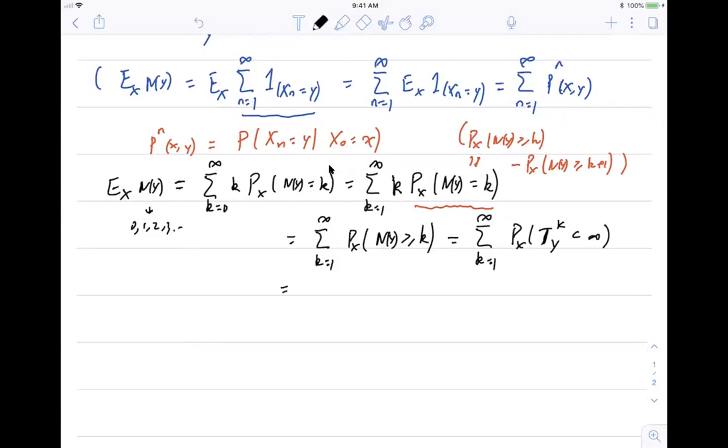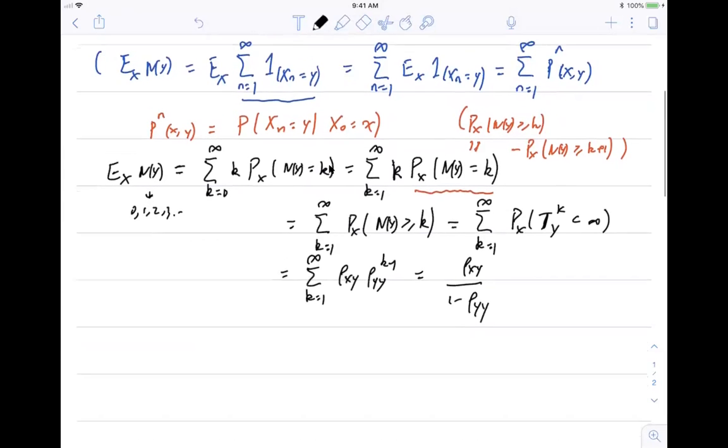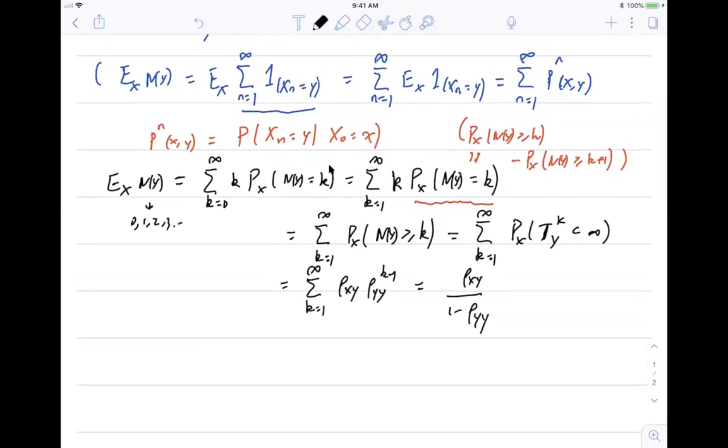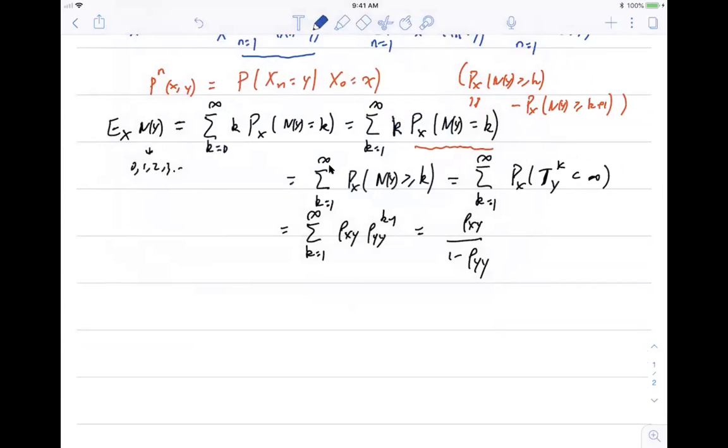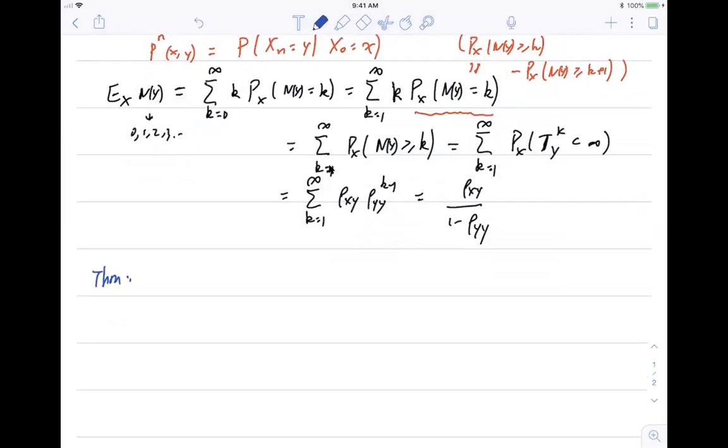So by the theory before, this is just rho x, y, right? You first return to y, then you visit y k minus 1 times. And if you sum this, you get rho y, y. So that's why, by this computation, we have the following story: that is, y is recurrent.